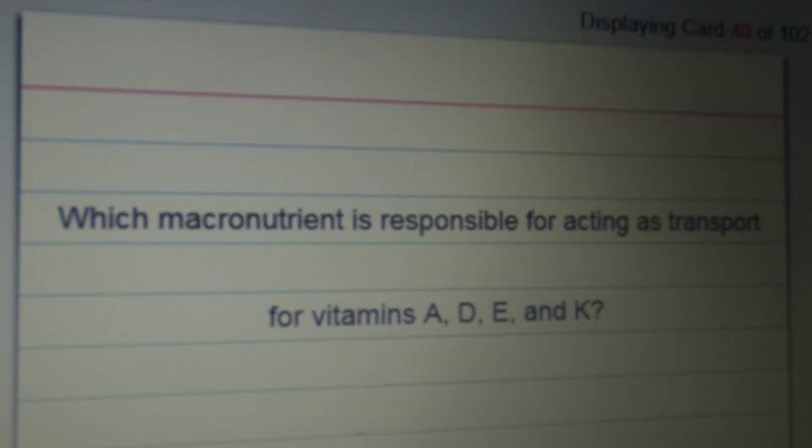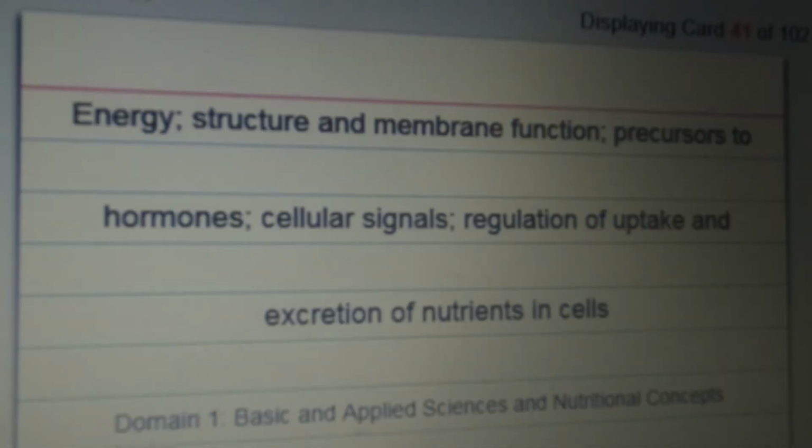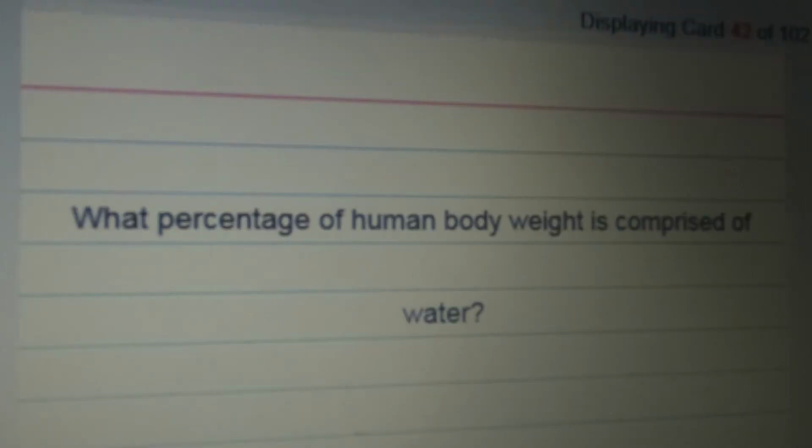Which macronutrient is responsible for acting as a transport for vitamins A, D, E, and K? Fat. For what 5 things does the body need fat? Energy, structure, and membrane function, precursors to hormones, cellular signals, regulation of uptake and excretion of nutrients in cells.